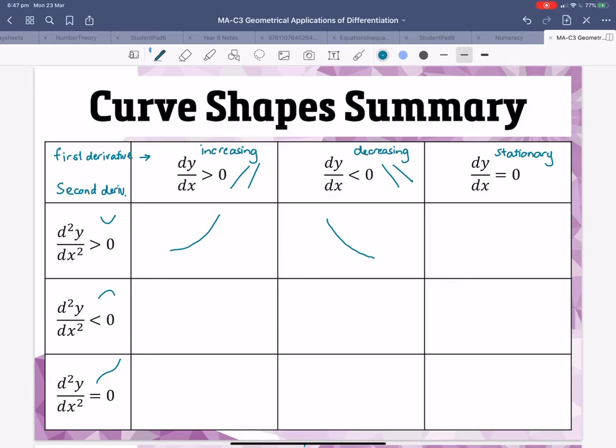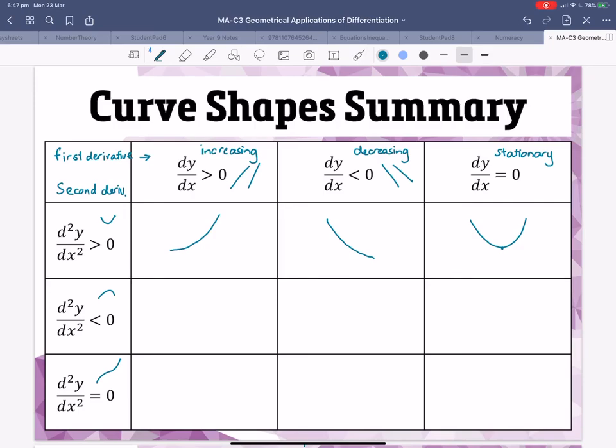And thirdly, if we have a stationary point that is concave up, we have a minimum. We're going to use that particular test later on in this lesson to show that a particular turning point is a minimum or maximum or a point of inflection.